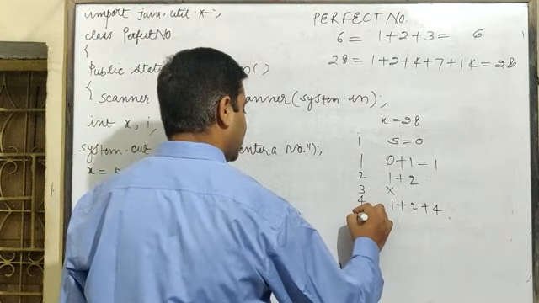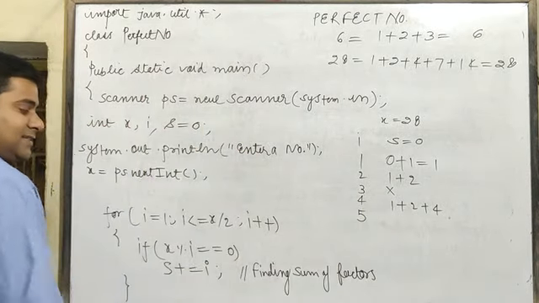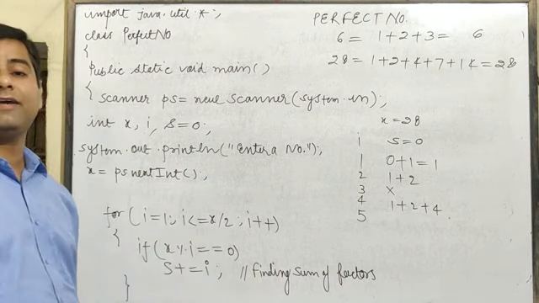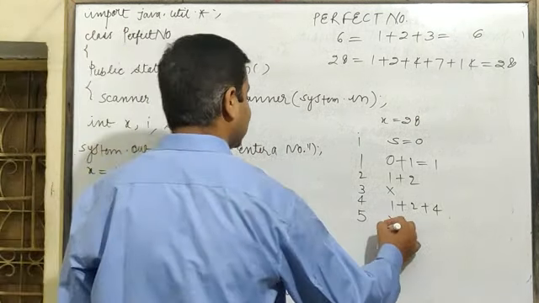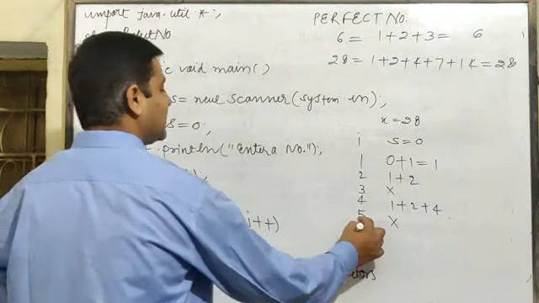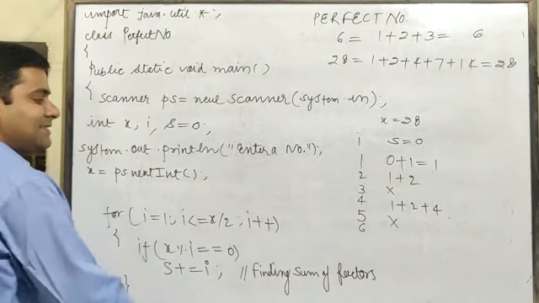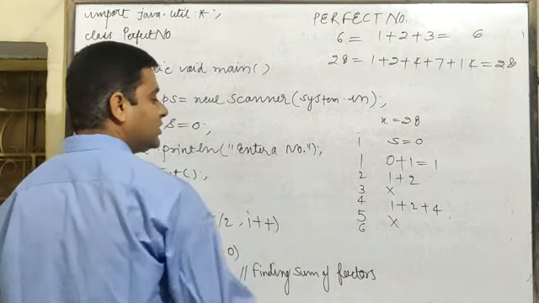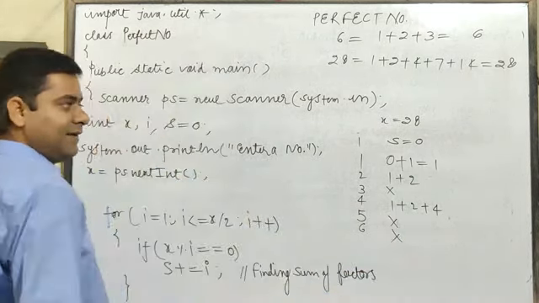So value of i will be what? 5. 5 is less than equals to 14. Condition is true, it will come inside. 28 modulus 5 equals 0? Condition false, nothing will be added in s. i plus plus, what? 6. 6 is less than equals to 14. Condition true. 28 modulus 6 equals 0? Condition false. Nothing will be added in s.